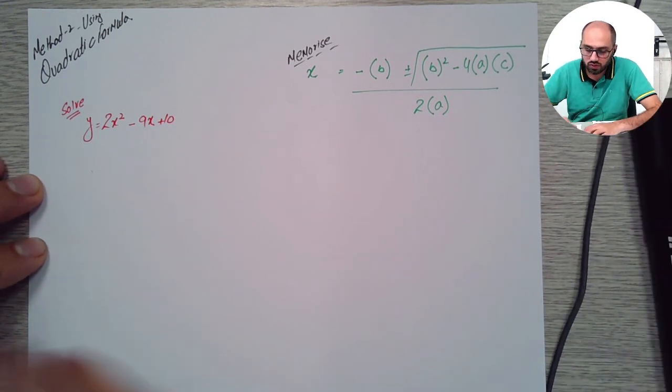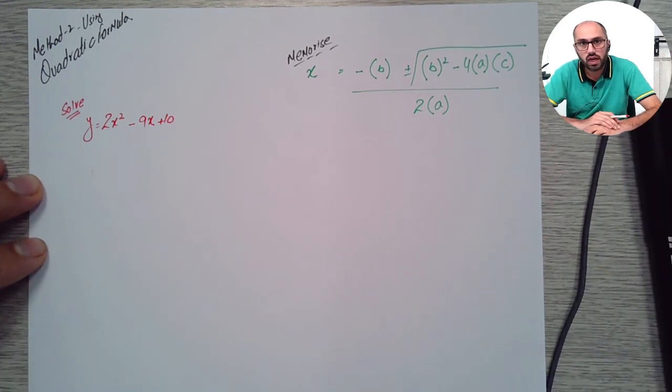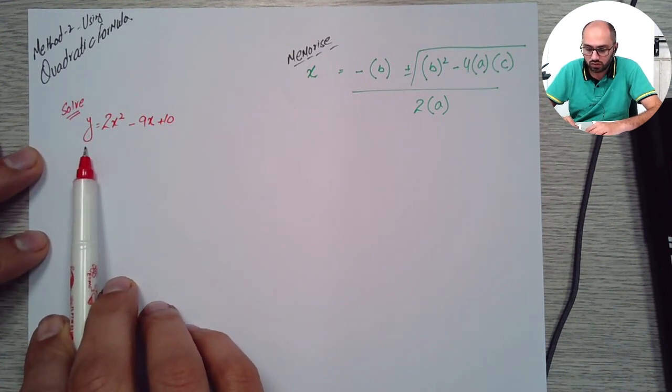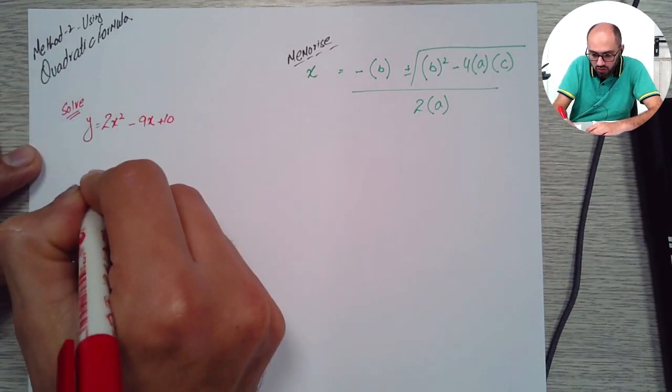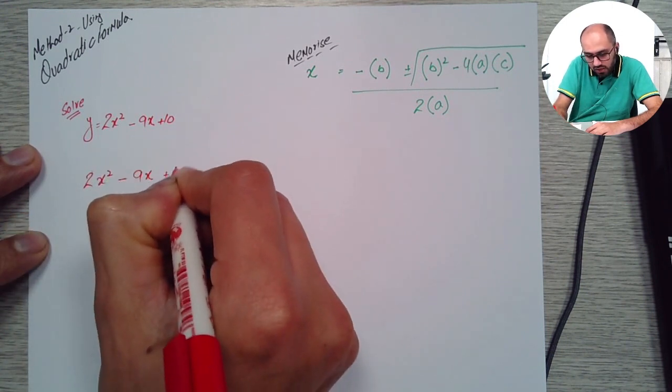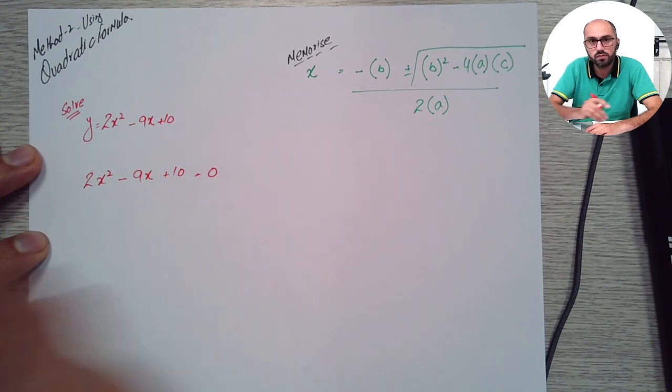So let's consider this question. It's the same question which we have solved using the factorization method, but this time we will apply the quadratic formula to work out the two values of x for which the value of y is 0. Because it says solve, this means y will now be replaced with 0. So my equation will transform into 2x squared minus 9x plus 10 equals 0.